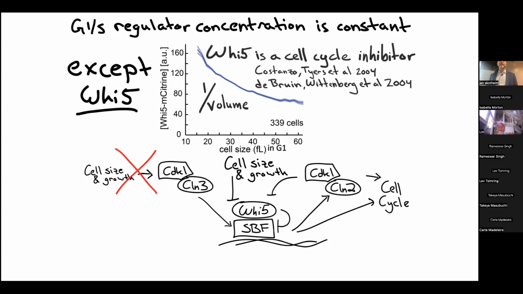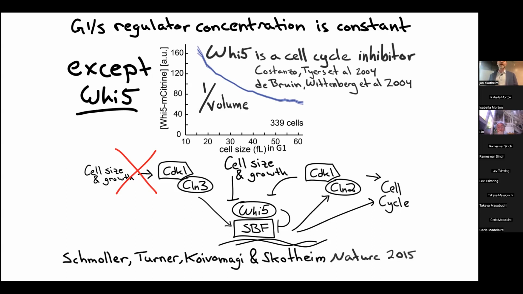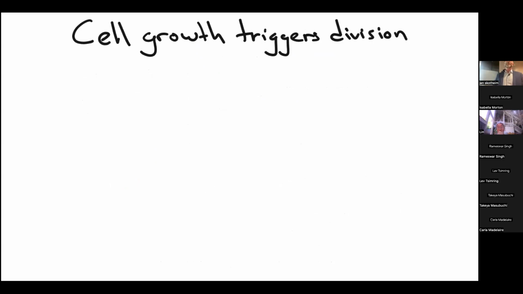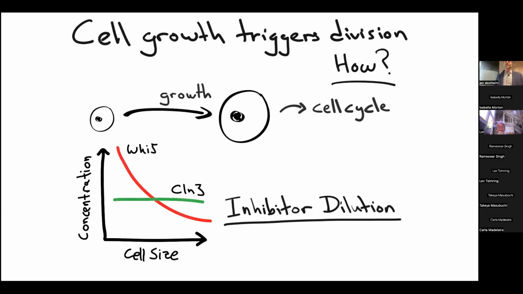So I won't go into all the details of the experiments, because this is getting increasingly old in this paper. But it's still a good paper. It's still true. If you want to read it, I think it's a pretty interesting one. Okay, so we're making some progress on this question of how cell growth triggers division. We introduced a new mechanism, which we call inhibitor dilution. Basically, as the cell grows, it gets bigger, and as the cell gets bigger, the concentration of these inhibitors of cell division decreases, and that drives the cell into the cell cycle.